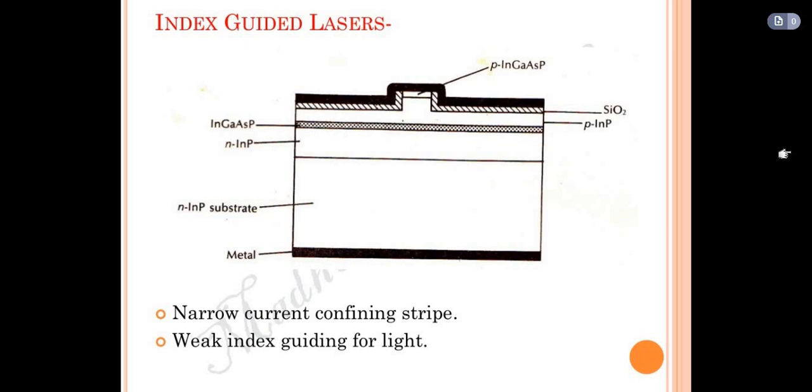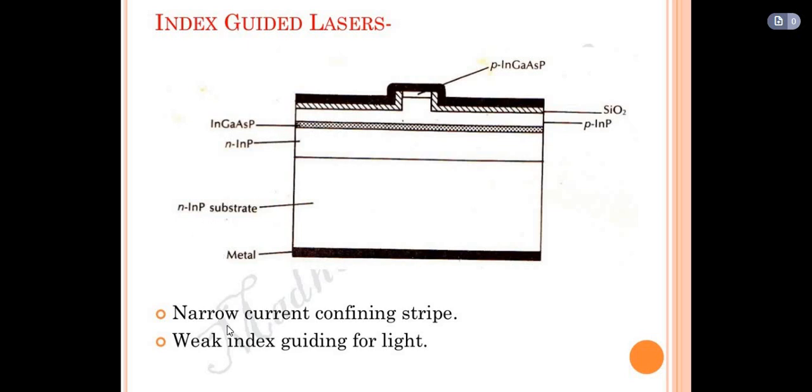How the index, because index is the one which will help the guided part of the laser to be obtained in one direction, right? One thing is the indium gallium arsenide phosphate, another is N-type indium phosphate, another is P-type indium phosphate, and between that we have a silicon dioxide layer, and we have P-type indium gallium arsenide phosphate. There are two types of it. One is P-type, another is N-type, and we are having a substrate and metal.